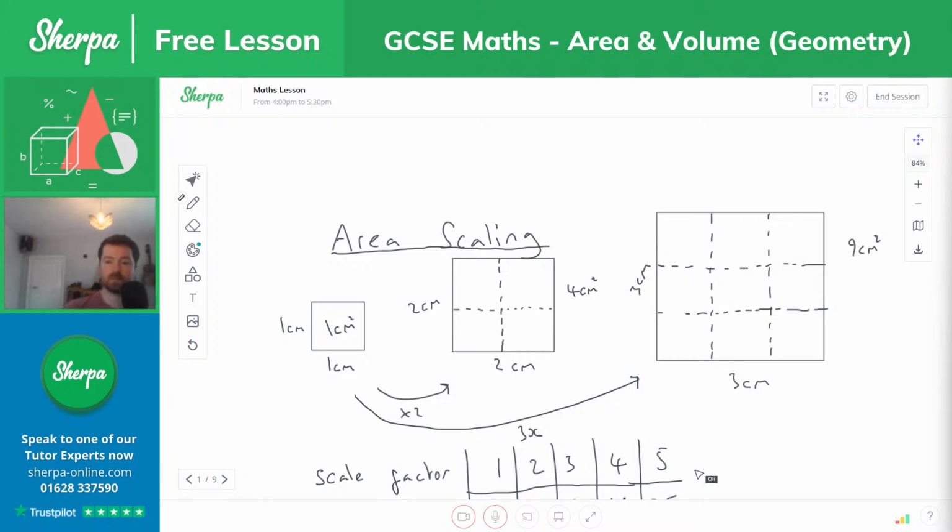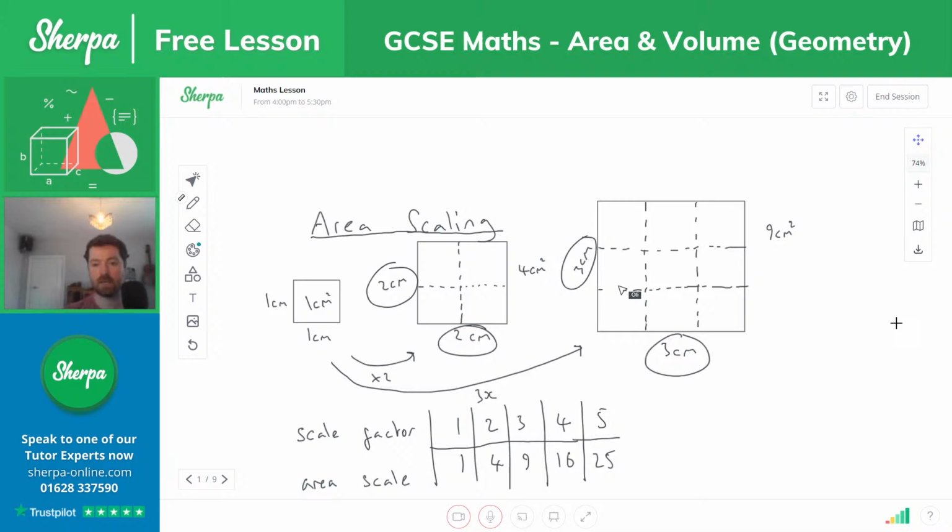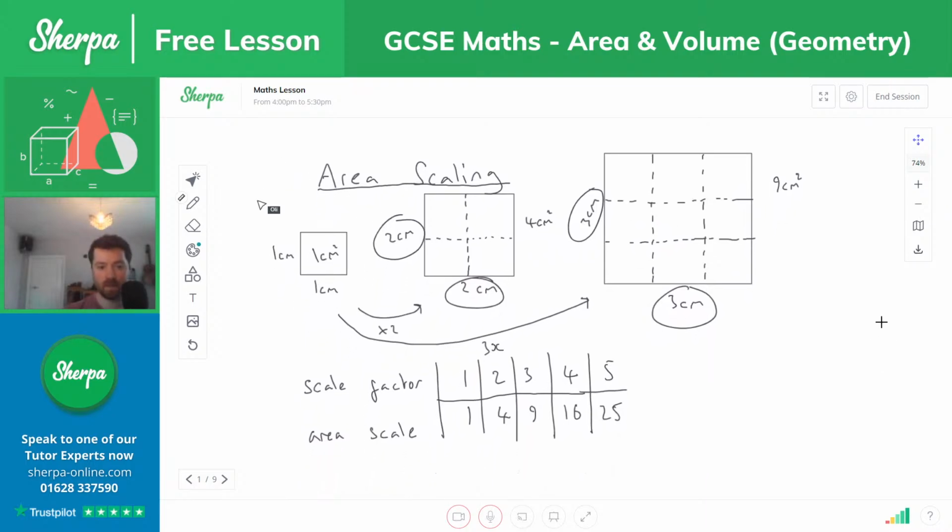And it makes sense that they're square numbers, right? Because whatever our scale factor is, we multiply it by itself. We do base times height, and that gives us that square number. It gives us 2 squared. Again, on this larger square, we do base times height, and that gives us a larger area. So we're always squaring our linear scale factor to get our area. That's why we end up squaring our scale factor to get our area scale factor.